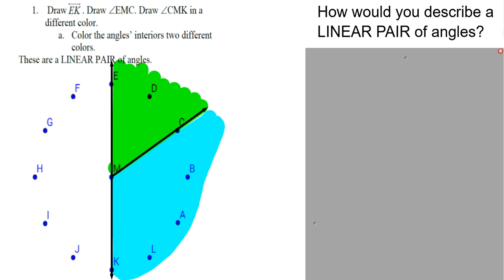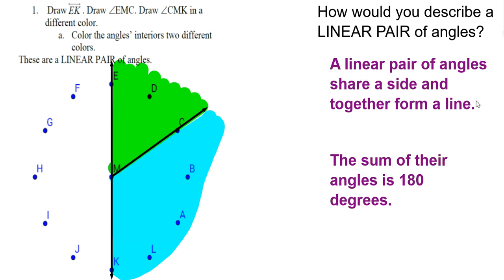This is an example of a linear pair of angles. How would you describe a linear pair of angles? Some of you may say, well, they are angles that are next to each other, which is true. So they share a side and a vertex, right? And some of you may also say, well, if you started at one point here and you went all the way over, it's forming a line. So from here to here, how many degrees would that be? Well, you know from measuring angles before, that would be 180 degrees. So we could say a linear pair of angles share a side and together form a line. The sum of their angles is 180 degrees.